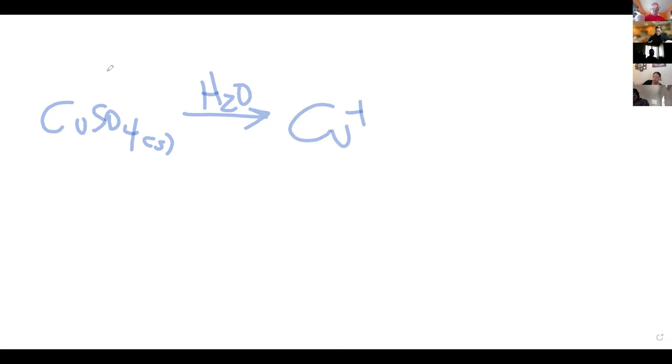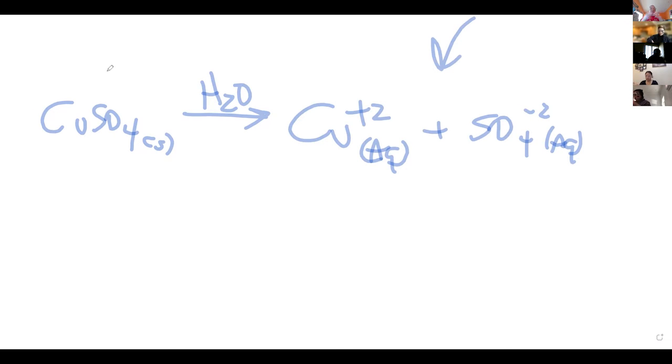So now I have copper 2+ aqueous plus sulfate ion aqueous. This is what's actually in solution. I don't have copper sulfate in solution, really. What I have is copper ions and sulfate ions. They're no longer interacting with each other. They're now completely surrounded by water, which keeps them from coming together.